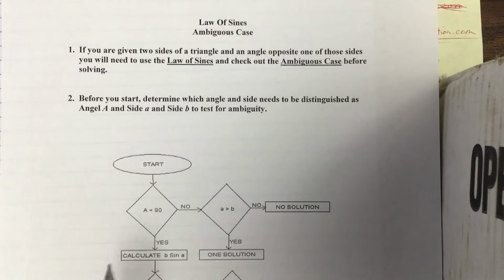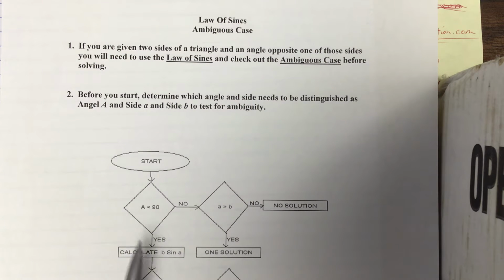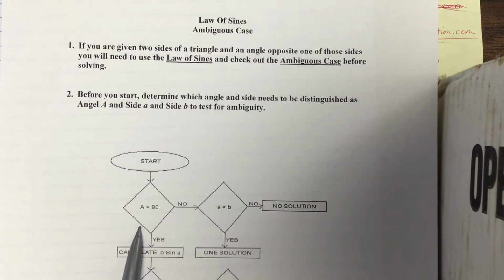But anyway, an oval is always your start-stop option. A diamond means there's a decision to be made. A rectangle means that there's some work to be done. You're going to do some calculation. And pretty much those are the symbols that you need to know for this flowchart.